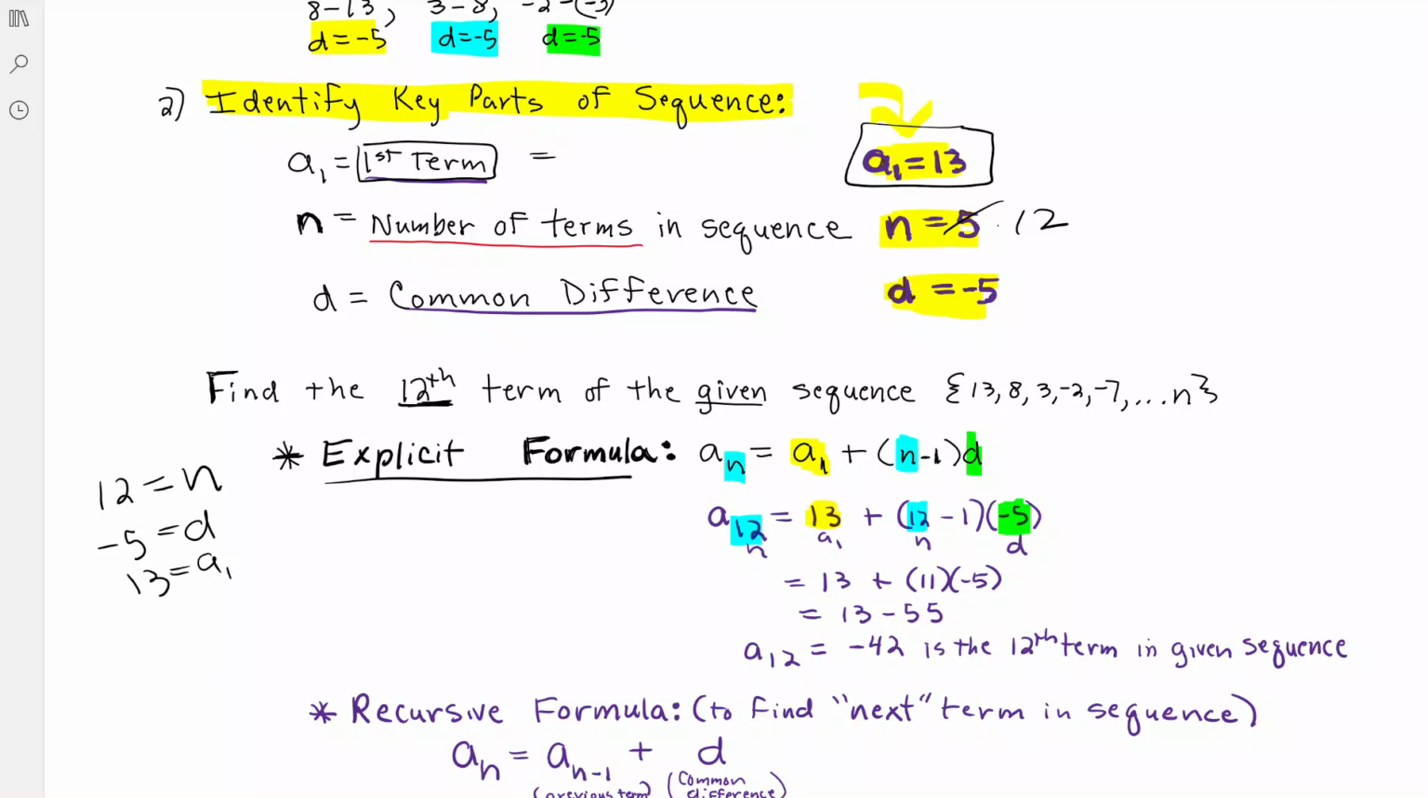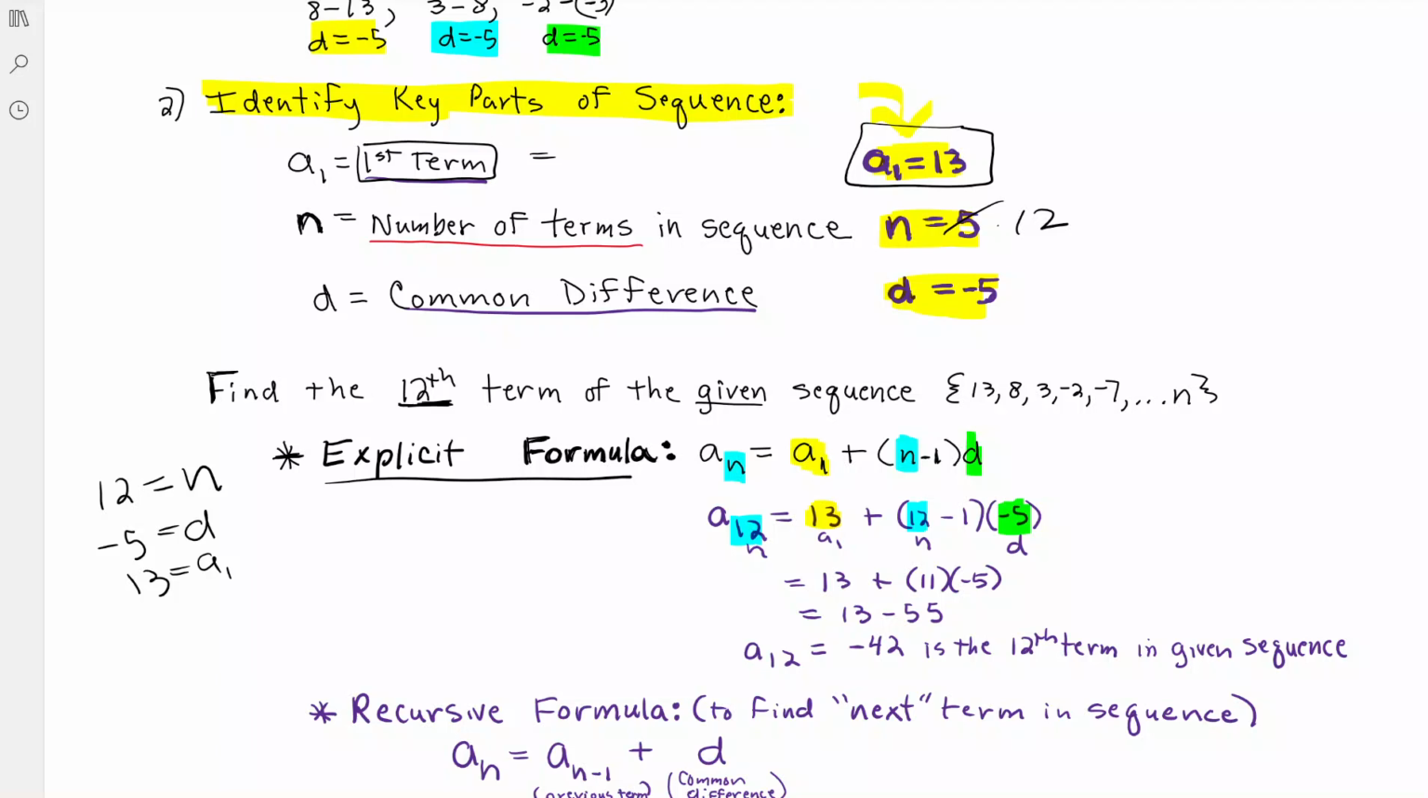The term that you're looking for, A sub N, so we're going to write A sub 12 in a minute, is equal to the first term plus 12 subtract 1, the term that you're looking for, subtract 1 times the common difference.